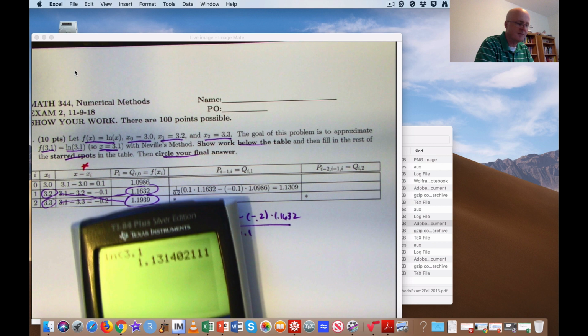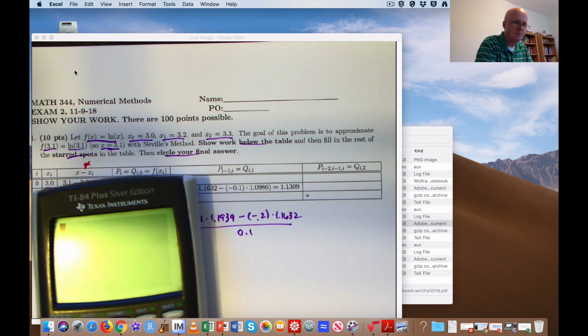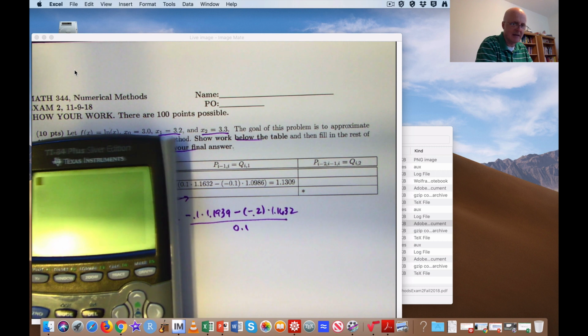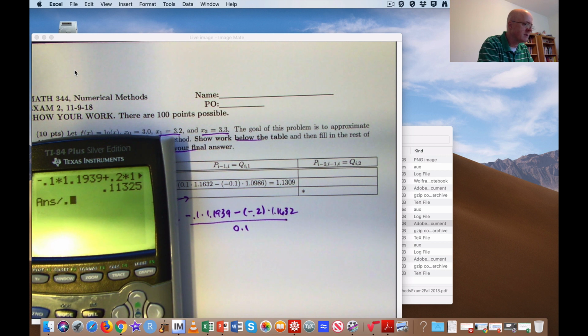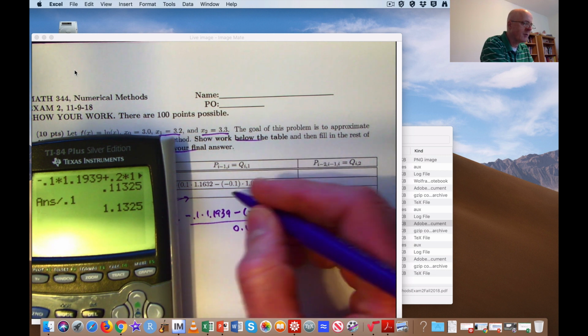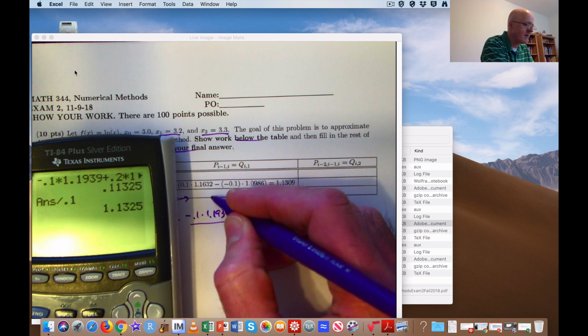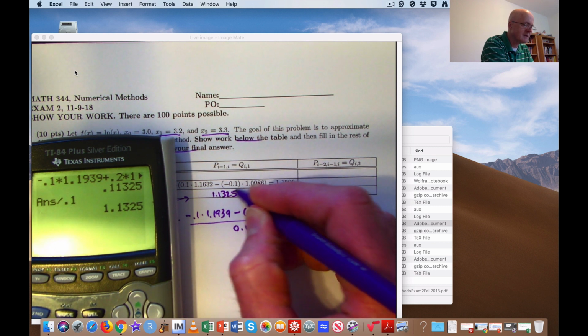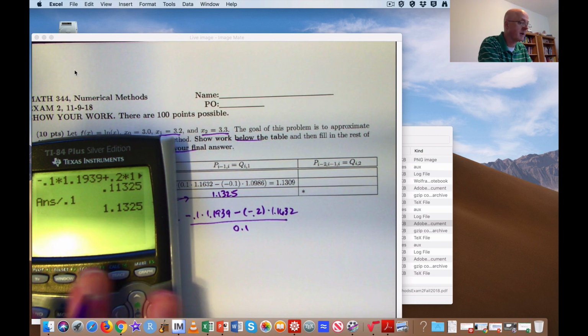So let's see if that happens here. Got negative 0.1 times 1.1939, which of course would be negative 0.11939, plus, two minuses make a plus, 0.2 times 1.1632. All that gets divided by 0.1, so we just move the decimal place over to the right. 1.1325, and yes, that is close to 1.13, so we're feeling pretty good, like we probably got the right thing there.